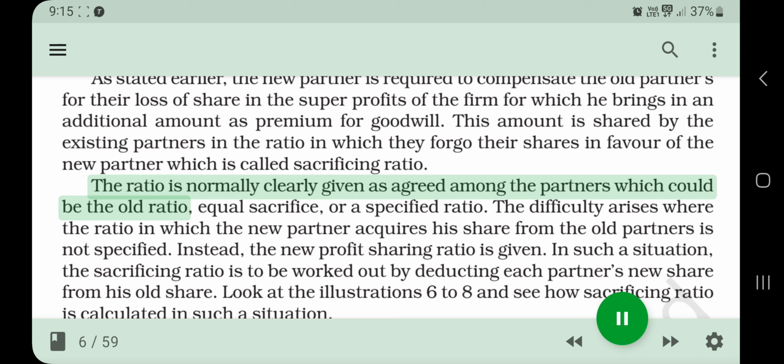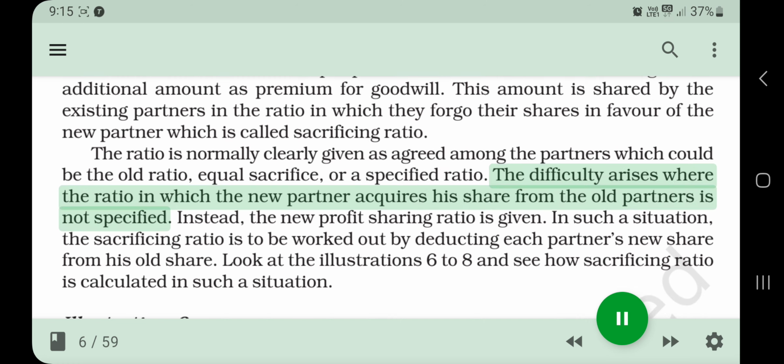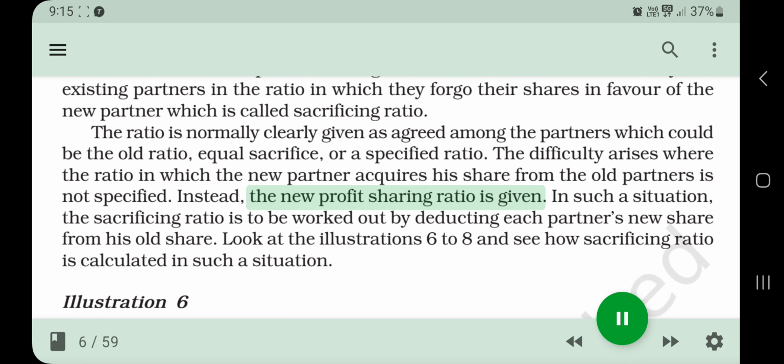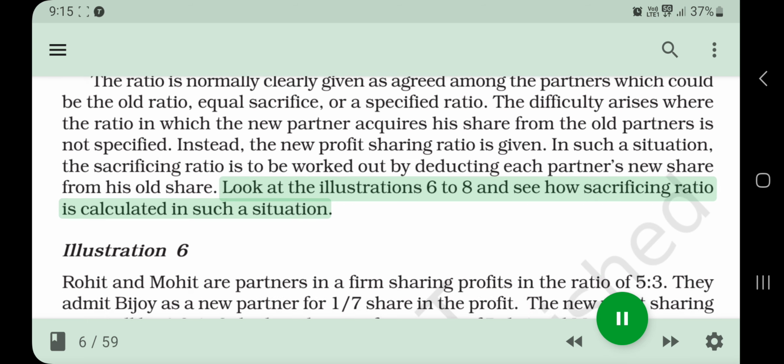The ratio is normally clearly given as agreed among the partners, which could be the old ratio, equal sacrifice, or a specified ratio. The difficulty arises where the ratio in which the new partner acquires his share from the old partners is not specified. Instead, the new profit-sharing ratio is given. In such a situation, the sacrificing ratio is to be worked out by deducting each partner's new share from his old share. Look at the illustrations 6 to 8 and see how sacrificing ratio is calculated in such a situation.